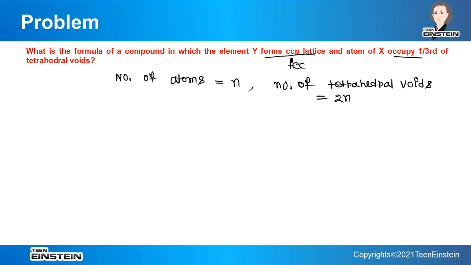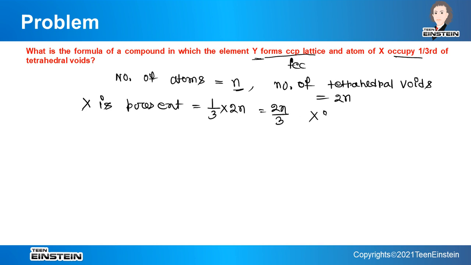Now 1/3 of the tetrahedral voids are occupied. So all the tetrahedral voids are not occupied, only 1/3 is occupied. So X is present in 1/3 of 2n. So the number of Y will be n and the number of X will be 2n by 3.